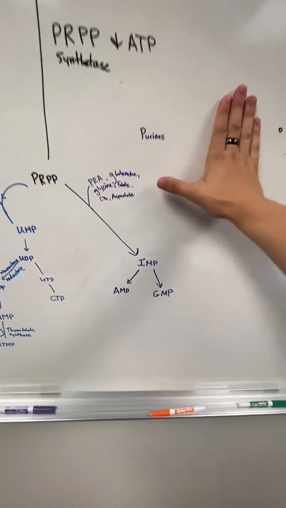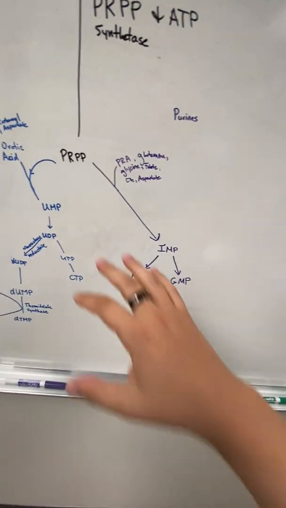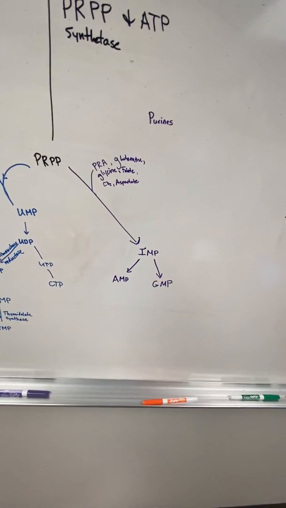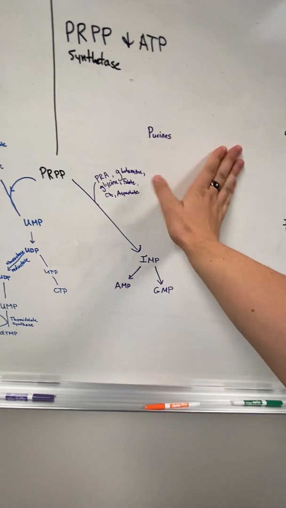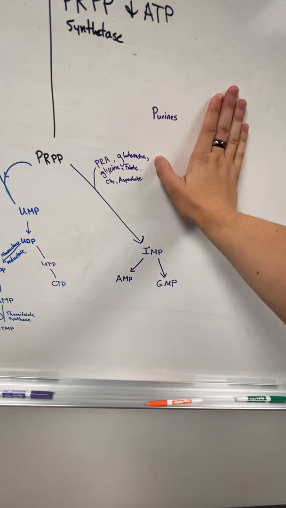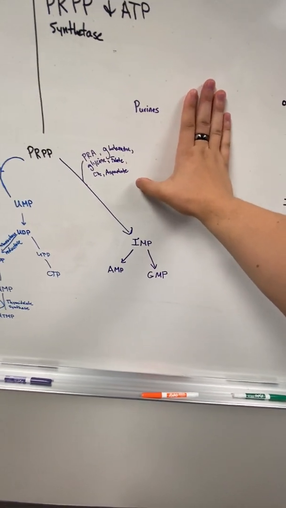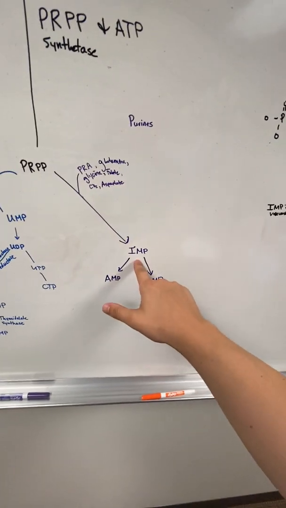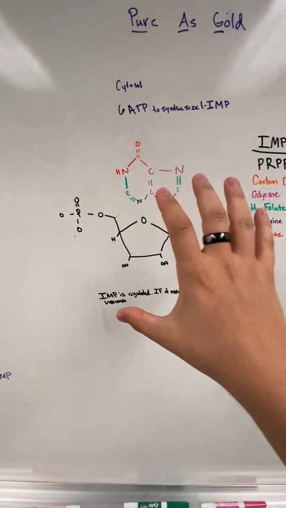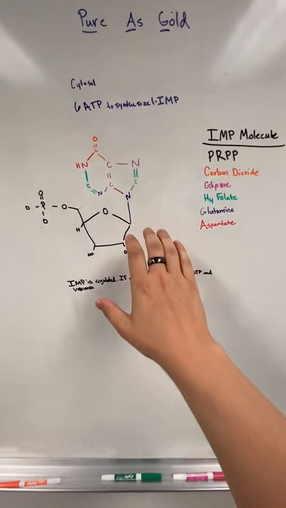So from PRPP, it has PRA, which is the commitment step. From that point, it can't turn around anymore. And it adds all these carbons and nitrogen. So it has glutamine, glycine, folate, carbon dioxide, and aspartate. And that's what creates the IMP. So all those things make up the IMP molecule. So we're going to just chat about it real quick.